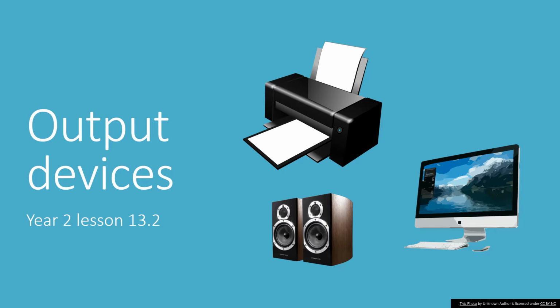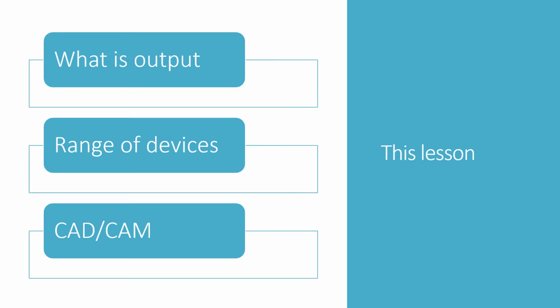Welcome back. Last lesson we looked at input devices, and in this lesson we'll look at output devices. We'll briefly review what digital output means. We'll look at a range of output devices and we'll look at examples including Cad Cam and 3D outputs.